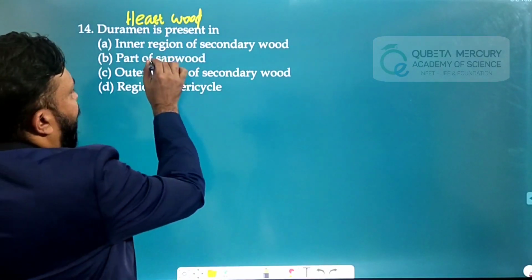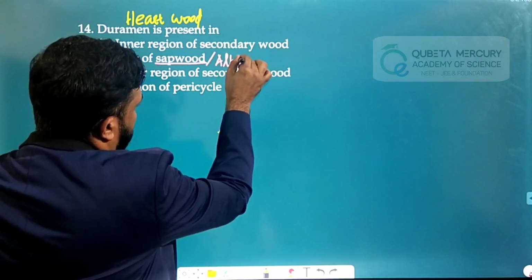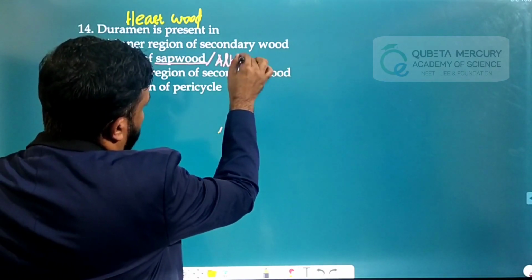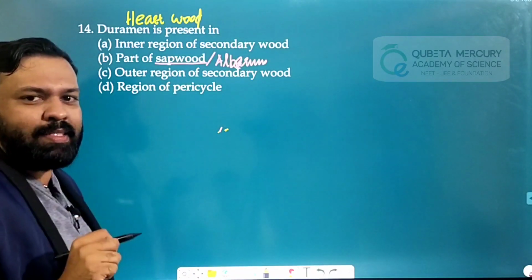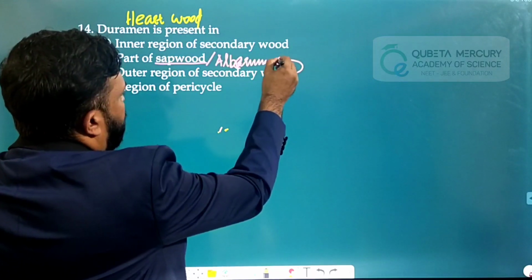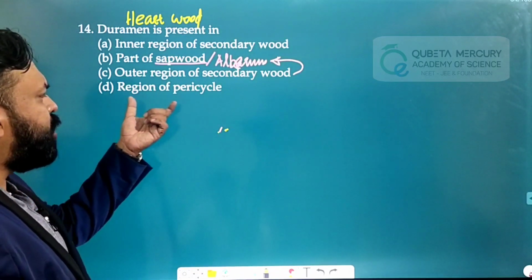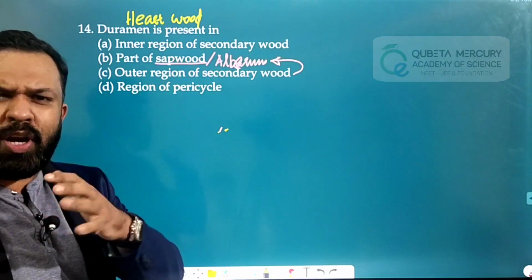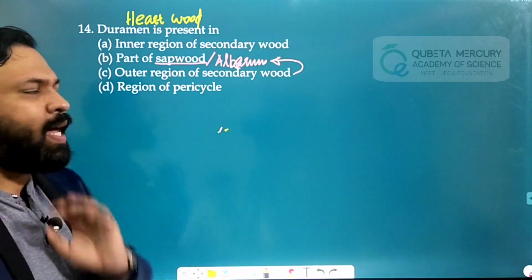And you know, sapwood is otherwise said to be the alburnum, right? Alburnum is the sapwood, which is quite less in density, and they are conductive in nature. Alburnum itself is the outer region of secondary wood. And the region of pericycle, pericycle is not at all a wood, right? Pericycle is not a wood. Wood is the xylem portion.